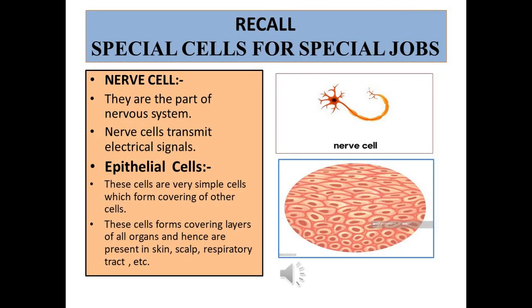Now some points about special cell and their jobs. Nerve cell. They are the part of nervous system. Nerve cells transmit electrical signals. Epithelial cells. These cells are very simple cells which form covering of other cells. These cells form the covering layers of all organs and hence are present in skin, scalp, respiratory tract, etc.